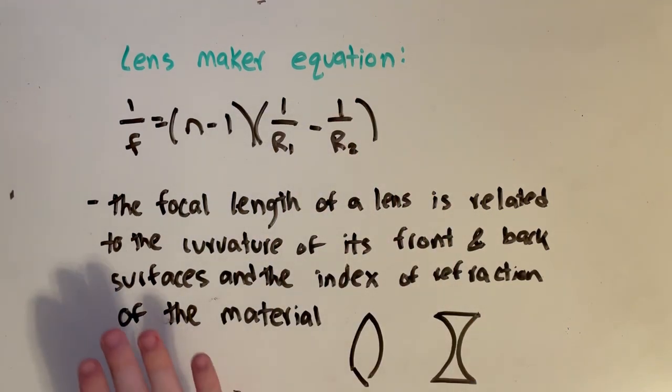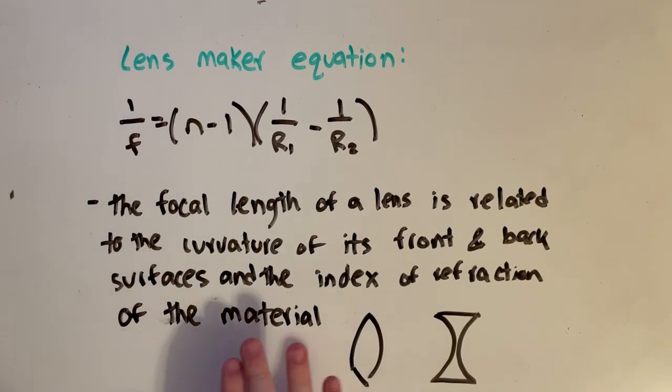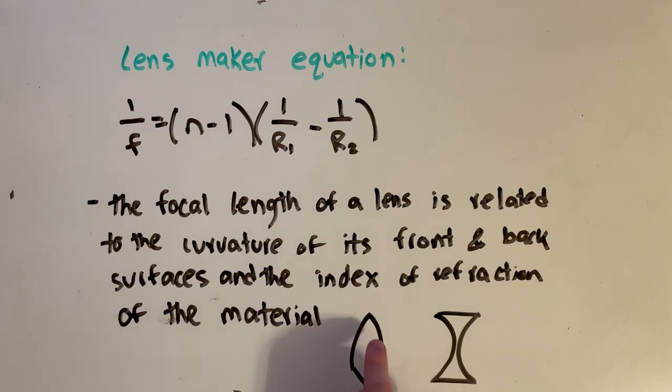So the focal length of the lens is related to the curvature of its front and back surfaces and the index of refraction of the material. I drew a converging and a diverging lens. The main difference between these lenses and the mirrors that we went over previously is that there's a thickness in these converging and diverging lenses, and we have to take this thickness into account.